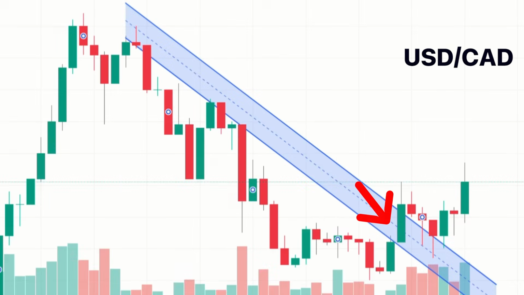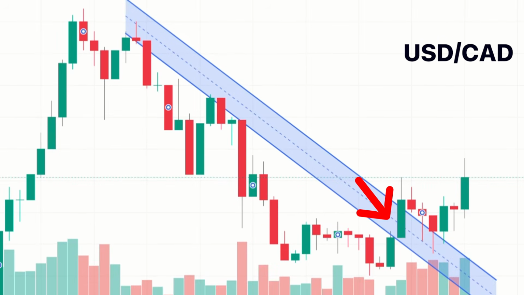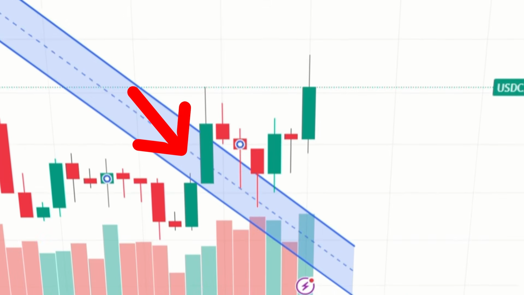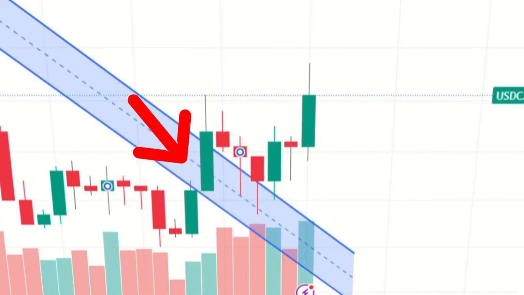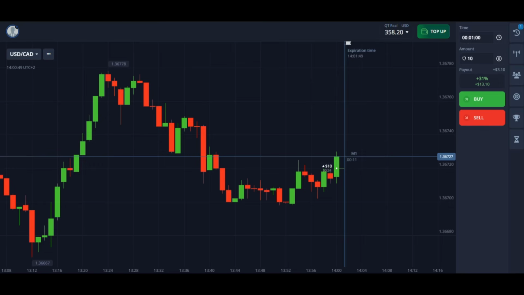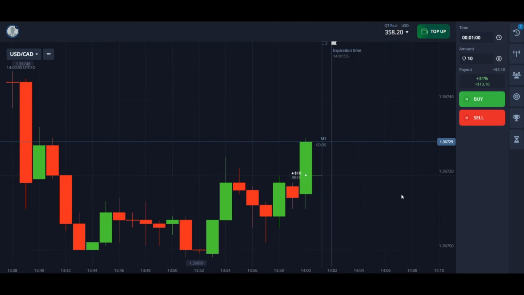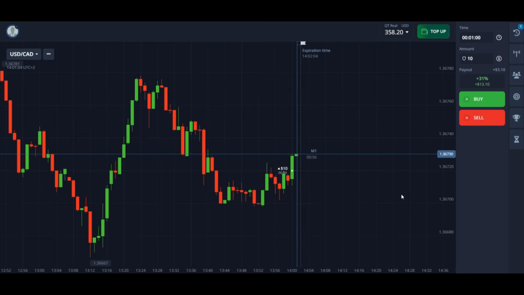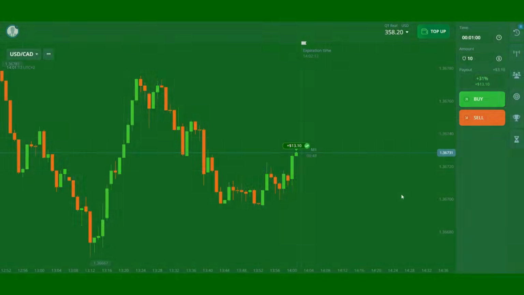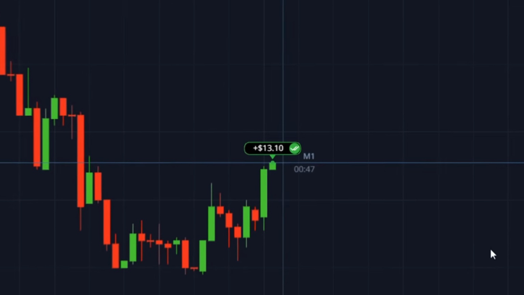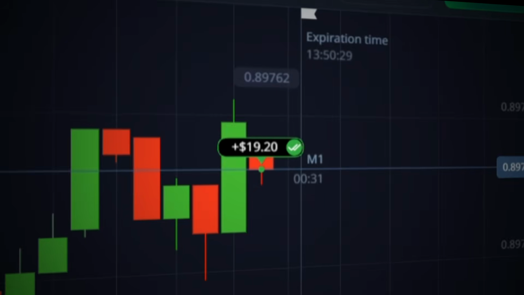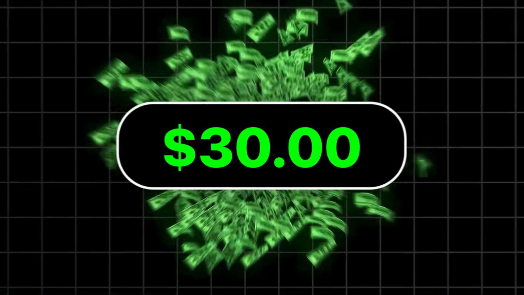Let's place one final trade. This downtrend market has broken through the trend zone I drew. Whenever this happens, it means the market will continue to go upwards. We can use this as an entry for a buy trade in the market. We successfully closed our final trade with a profit. This brings my total to nearly $30.